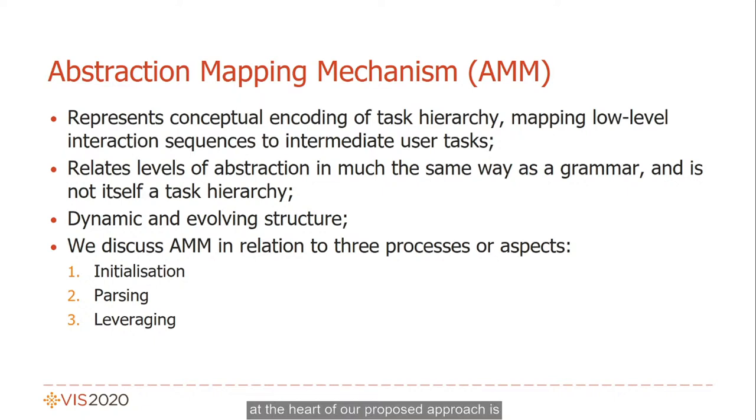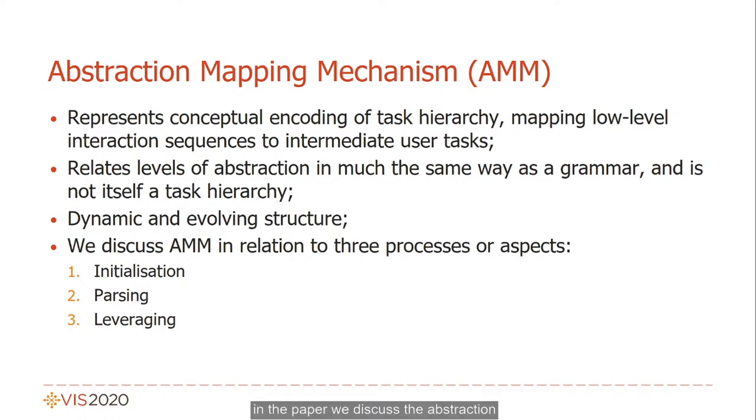At the heart of our proposed approach is an abstraction mapping mechanism, which represents a conceptual encoding of task hierarchy, mapping low-level interaction sequences to intermediate user tasks, which in turn support higher-level goals. The abstraction mapping mechanism relates levels of abstraction in much the same way as a grammar does, and it's not itself a task hierarchy, although it can be used to construct one. We see it as a dynamic and evolving structure.